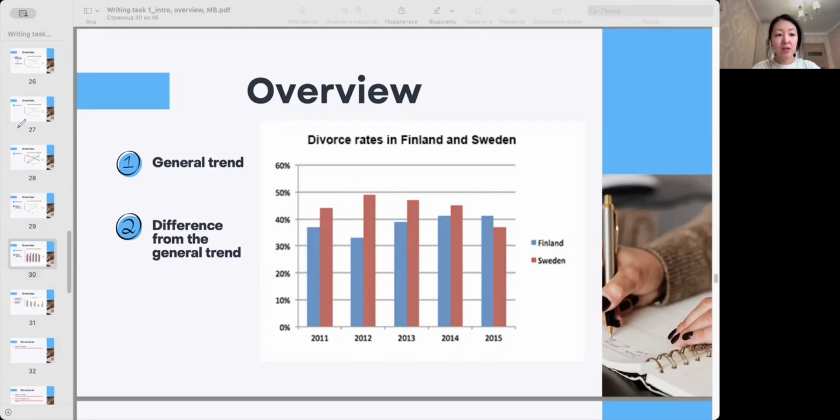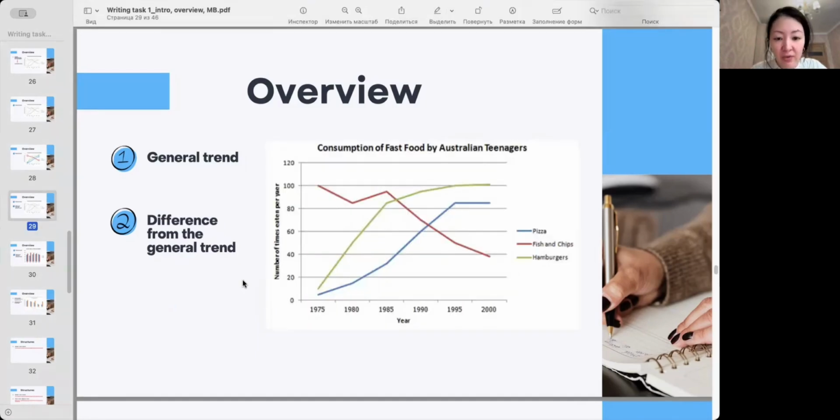Okay, here we talked about the dynamic graphs. By dynamic graphs, I mean that here we have the time frame and we have some changes during this time. And the same here, right? We have the time frame from 1975 to 2000, and we have some changes during this time. And in this case, we use vocabulary like increase, decrease, decline, drop, rise, fall, and so on. And you add some adjectives and adverbs like dramatically, slightly, minor changes, and so on.